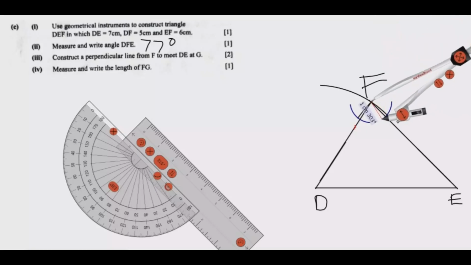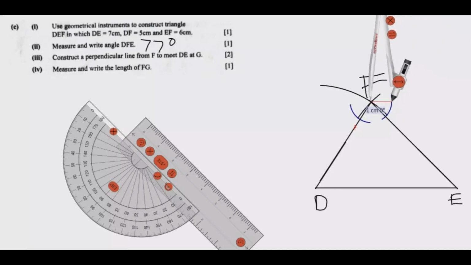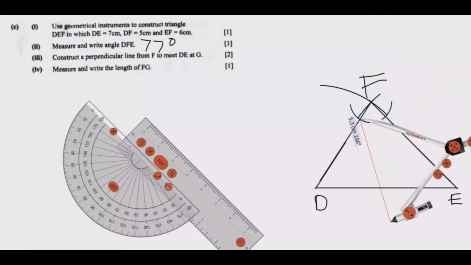Once I've done this, the next thing I'm going to do is bring the compass here on these points, exactly where these arcs are crossing the lines. I'll start with the line DF. So I'm going to stretch this up to here.